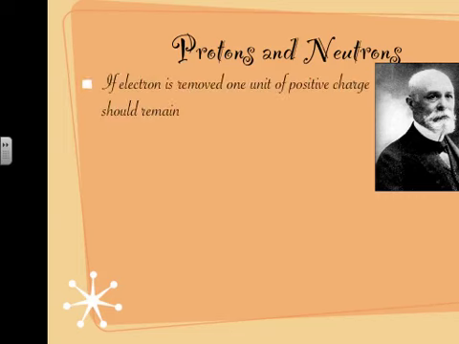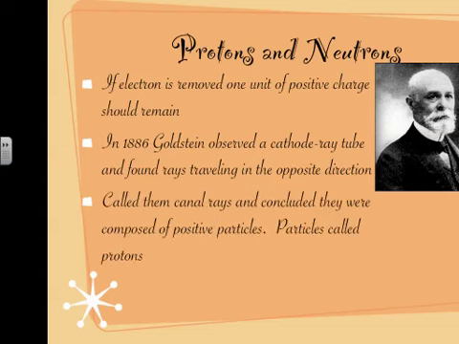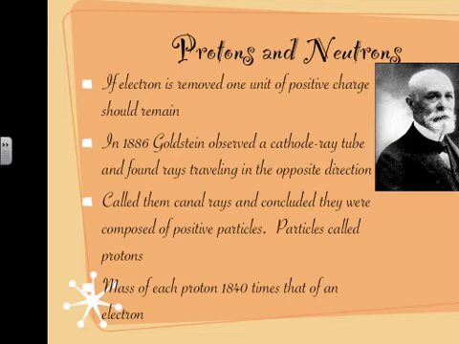Well, if you take away an electron, and that's negatively charged, there must be some positively charged thing left. And that's what, in 1886, Goldstein discovered. And once again, using a cathode ray tube, found rays traveling in the opposite direction, which he called canal rays. And these positive particles were named protons. So this is the guy who came up with protons. Mass of the proton is 1,840 times the mass of an electron.